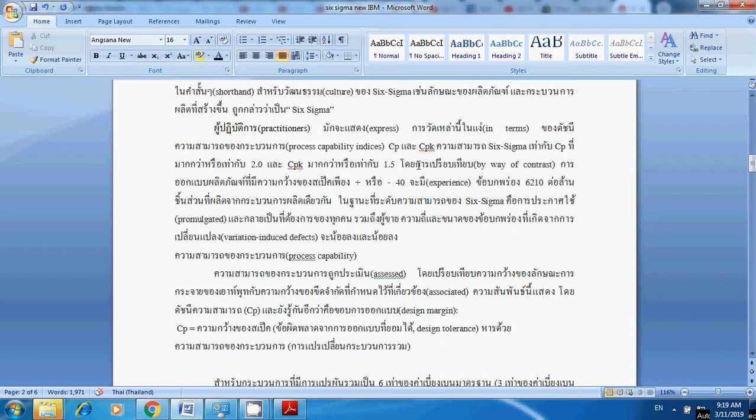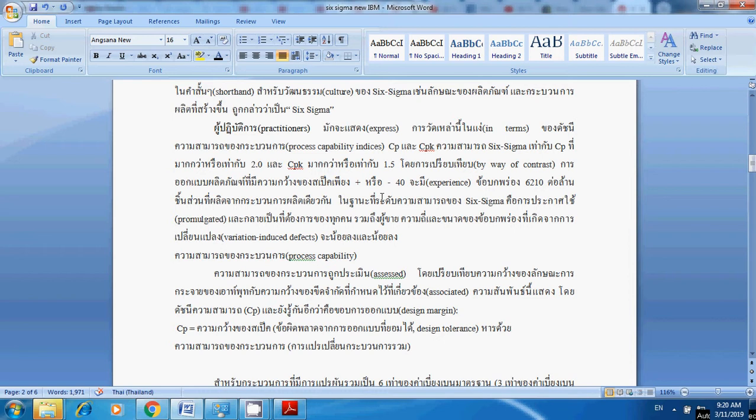By way of contrast, a product design with a specification width of only plus or minus 4 sigma will experience 6,210 defects per 1 million parts produced from the same production.